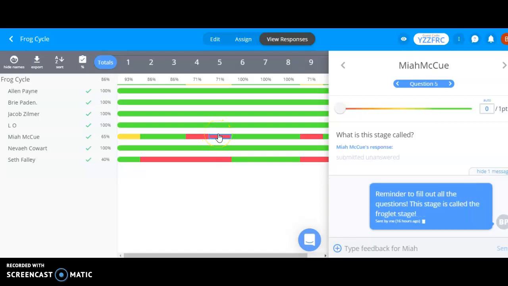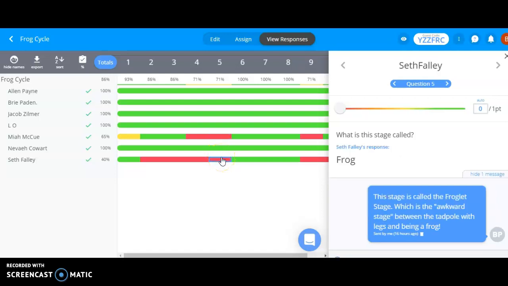And then my fifth question was again also, what is this stage called? And just a reminder again, Maya, to fill out all the questions, and this stage is called the froglet stage. And then Seth responded with frog, which this stage is called the froglet stage, which is the awkward stage between the tadpole with legs and being a frog.